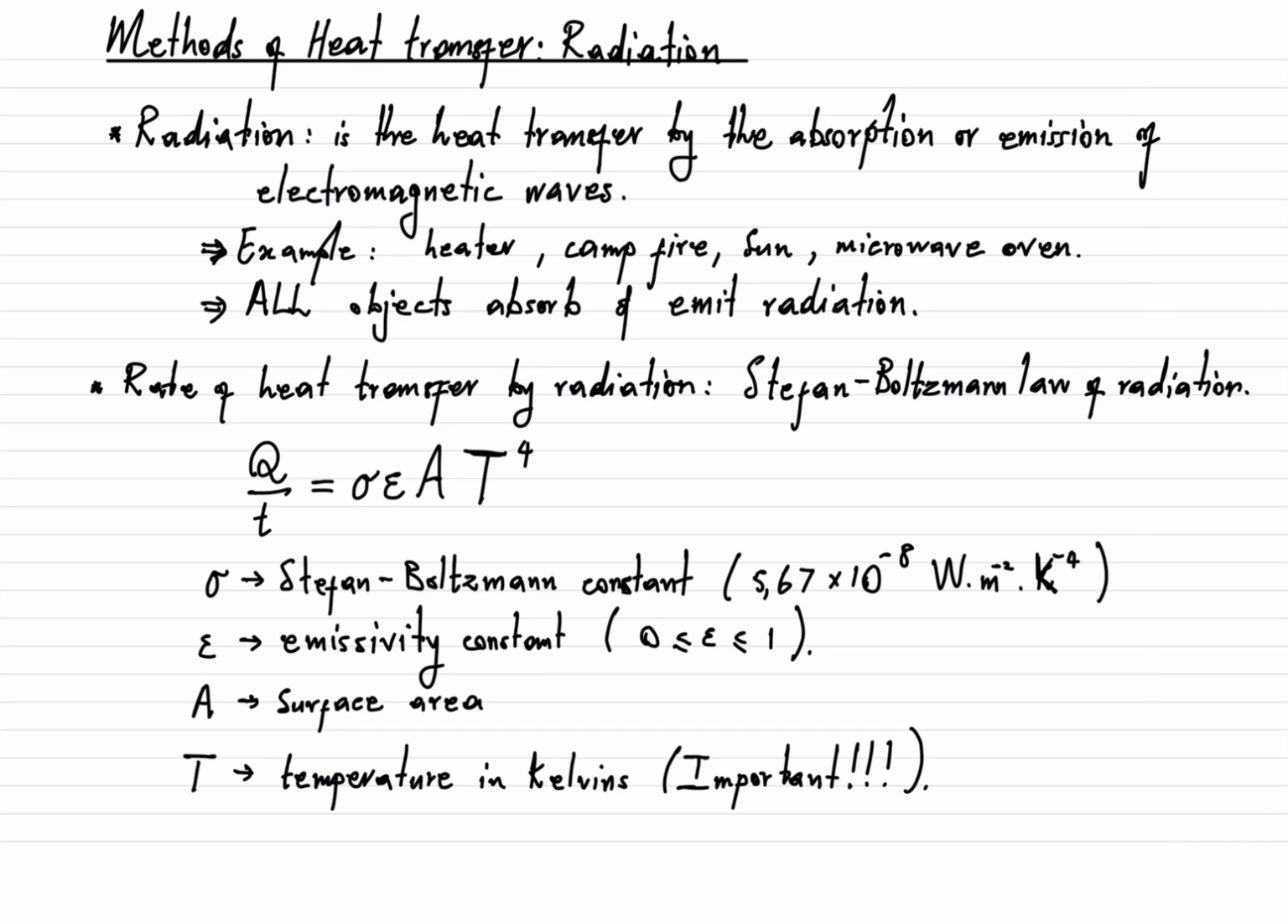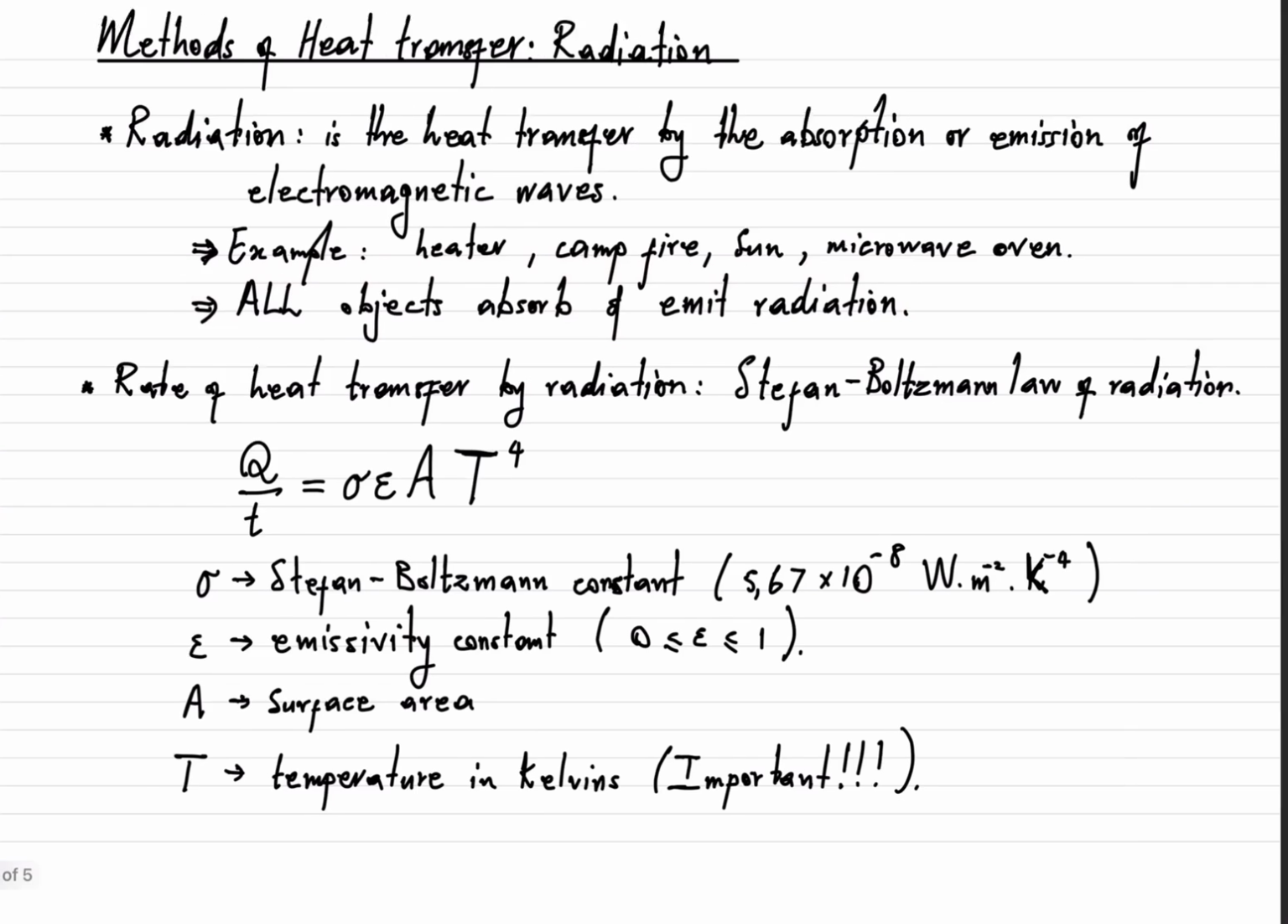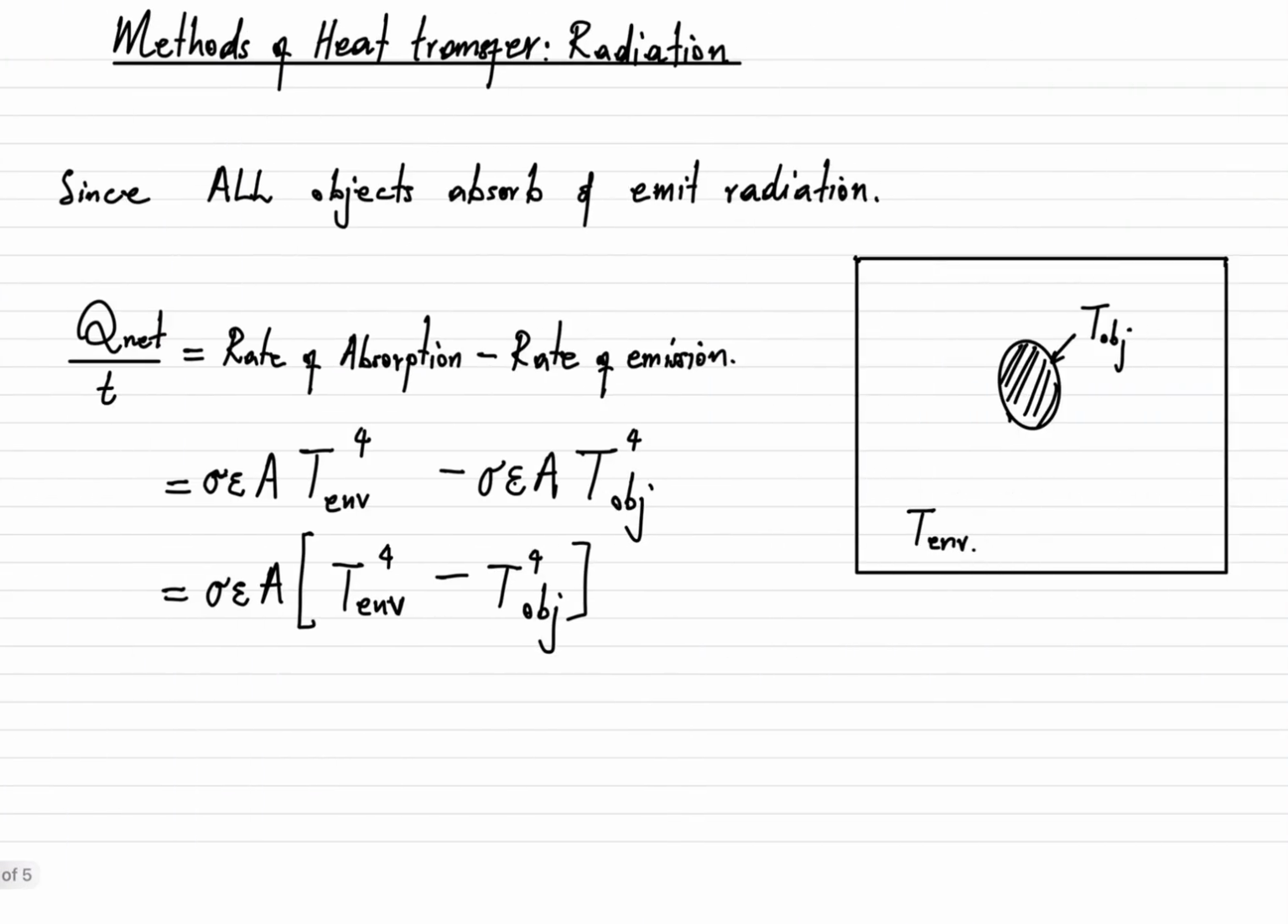Please remember that. Okay. Now, let's go back to what I said earlier, this important fact. Because objects are always emitting and absorbing, in order for us to truly determine how much heat is being transferred to the object, we need to find the difference between how much the object has absorbed minus how much it has emitted.